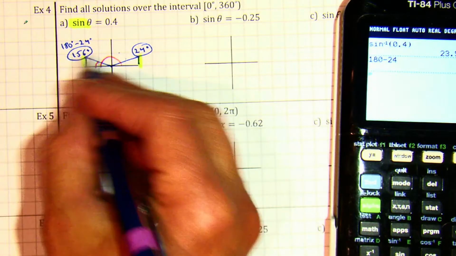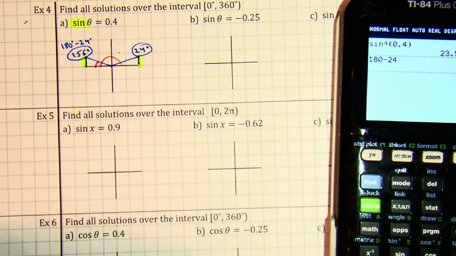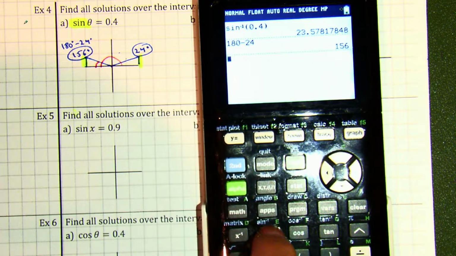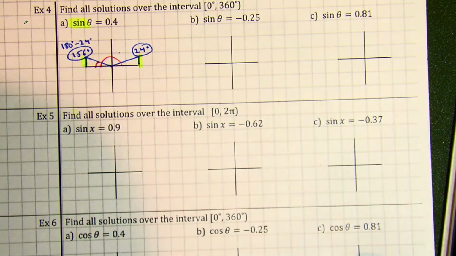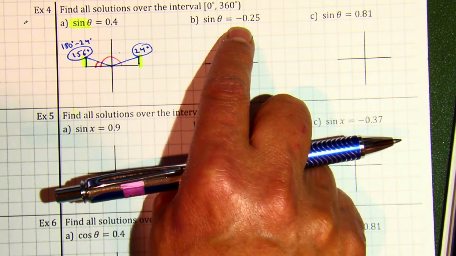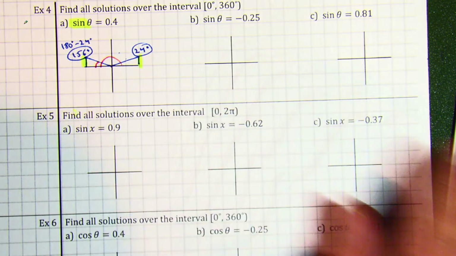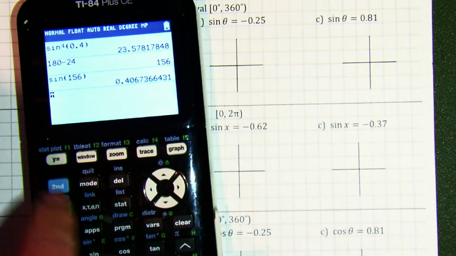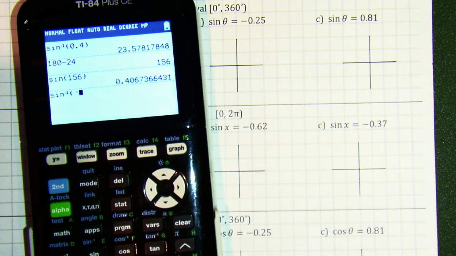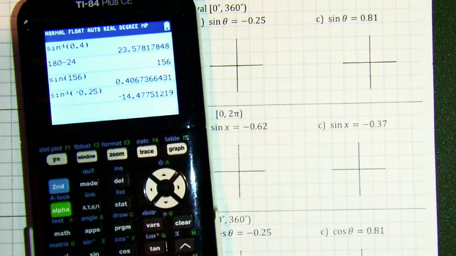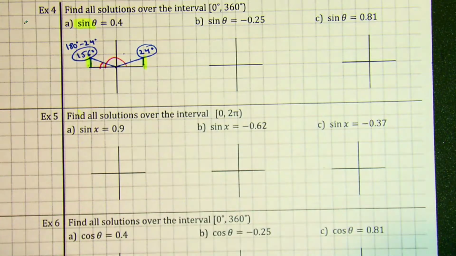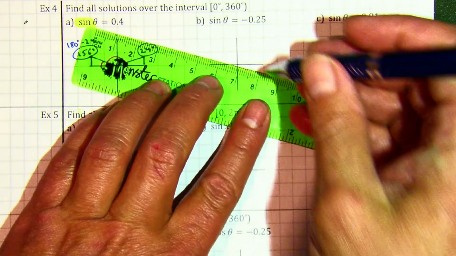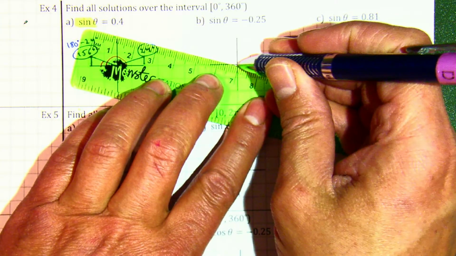So therefore, theta is equal to either one of those two values will give you 0.4. And you can test it. We know that the sine of 156 should give you 0.4, and it does. So now, the inverse sine of negative 0.25 is negative 14.4. So we got negative 14 degrees. So negative 14 degrees is down here, small angle.